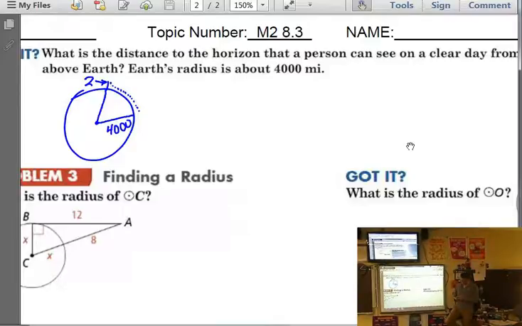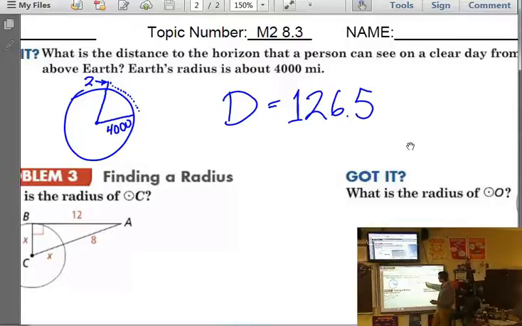By the way, if you know how to type this into your calculator really carefully, you could do it all in one fell swoop, like one typing. If you've done your math, and if I've done my math correctly, I get 126.5.